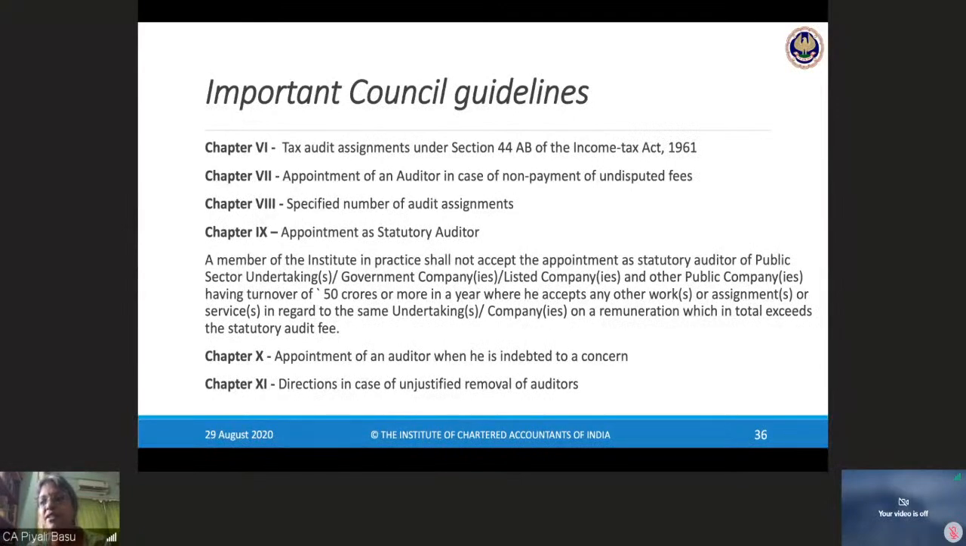The firm is made up of partners. So the permissible number is calculated by the partner. Okay.